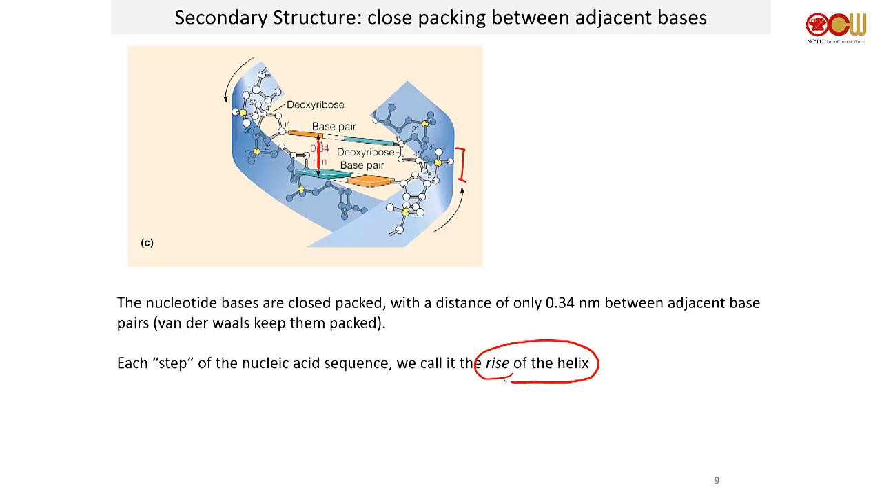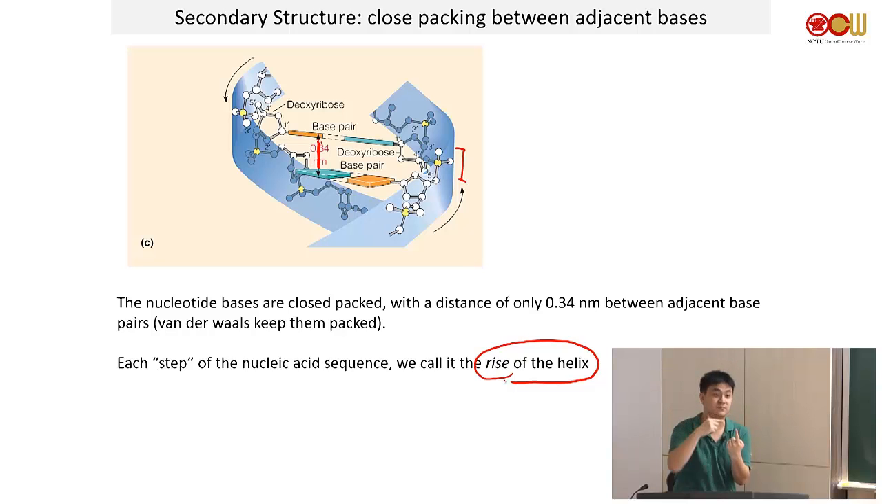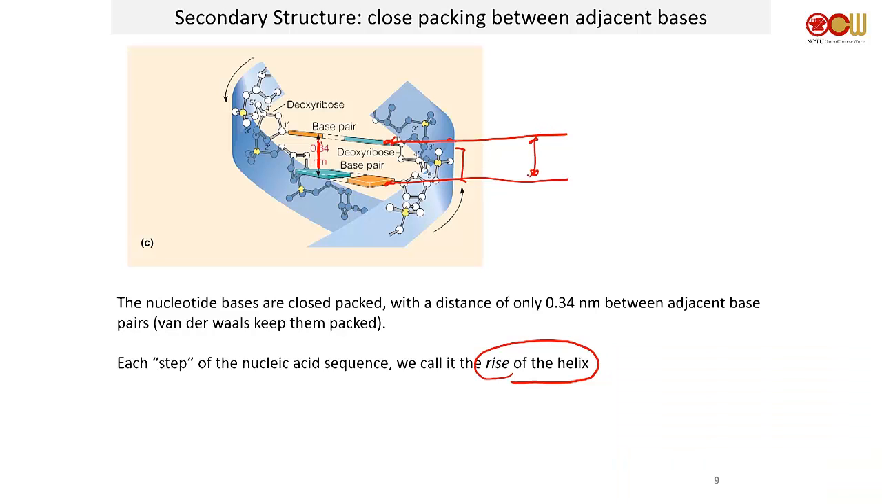Okay, so we just talked about a turn of the helix, and this is the rise of a helix, because in a helical structure you also have a vertical displacement. So you're always going up, or down. Every step between the bases, for example, this step and this step, is the rise of the helix. This is just some nomenclature.